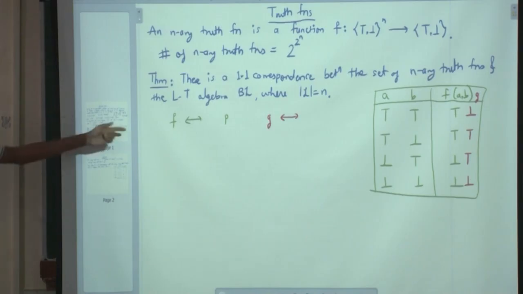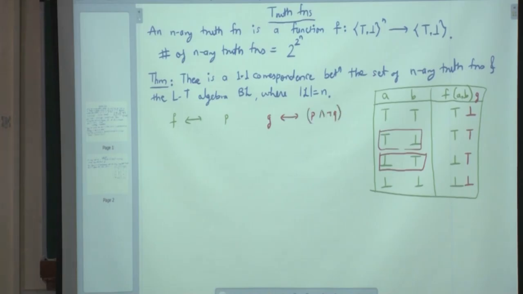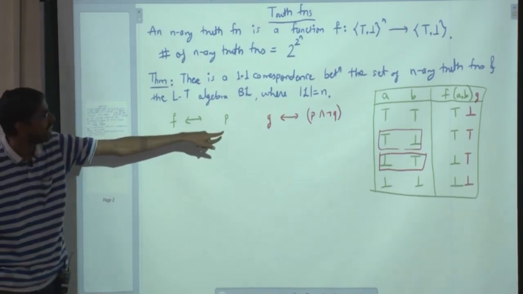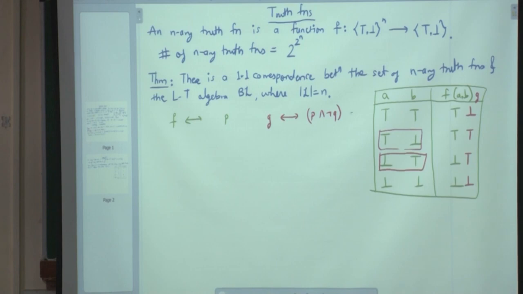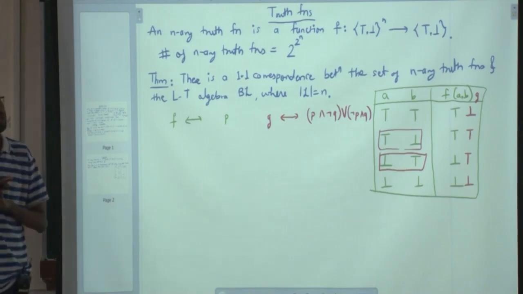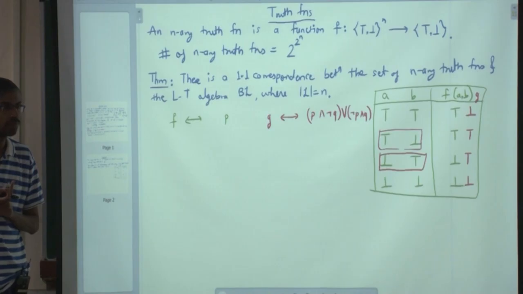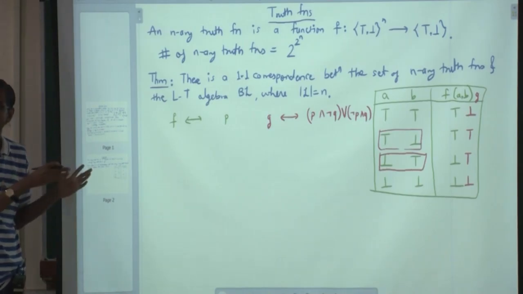Can you read that DNF from this table? So you look at all the things which make it true, and then you look at the disjunction of both of them. Let me write. These two rows, right? From the first row, I can get P conjunction negation Q, which will make the second row true. And for the third row, negation P conjunction Q. Only these two are true, so I just take their disjunction. The disjunction will be true only if one of them is true. So are you getting the method?